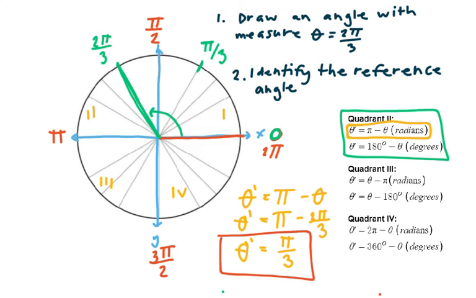So this angle right here, the angle that the terminal side of our angle makes with our x-axis, is our reference angle. So theta prime here is pi over 3 radians.